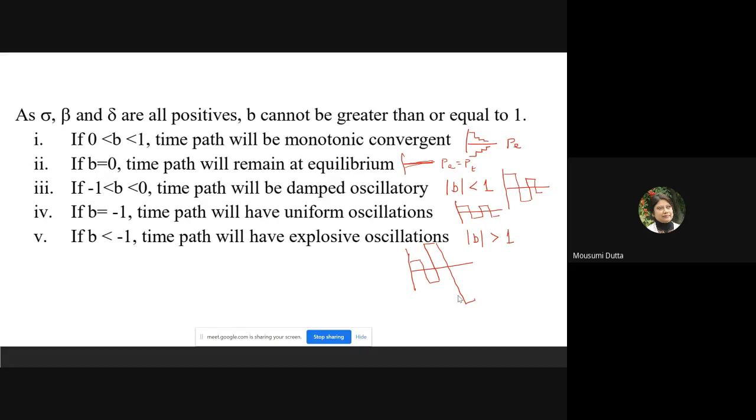So you need to prepare the drawings for all these 5 cases, and the nature of the time path. You have an idea from the previous model. So please complete this part, adding the diagram or whatever point you need to add, and complete the entire note. Any question?